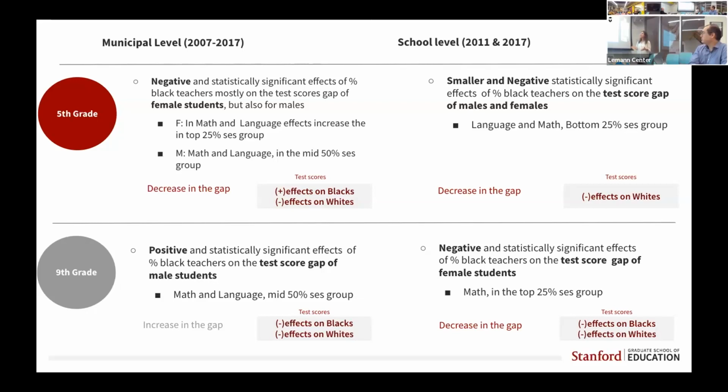For the fifth grade, and mostly for the ninth grade at the school level, we found that Black teachers have a correlation with a decrease in the gap in test scores between Black and white students. I apologize for my language, I'm still working on the statistical language. This varies a lot in terms of females, math and language, and the socioeconomic group. And we have a case in the ninth grade, at the municipal level, where they help to increase the gap.